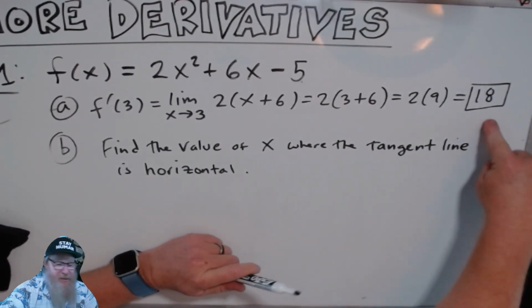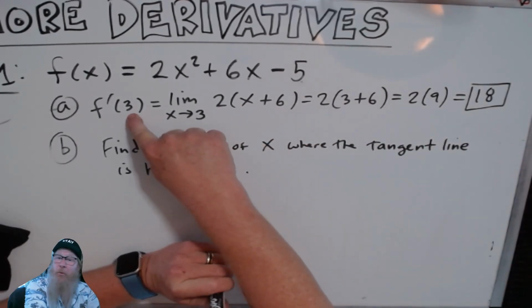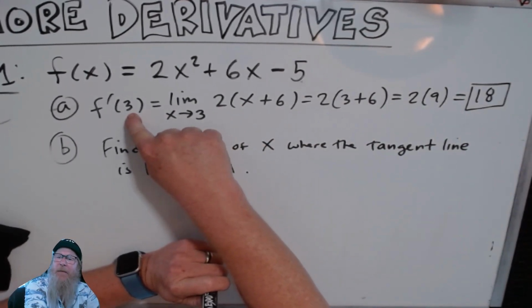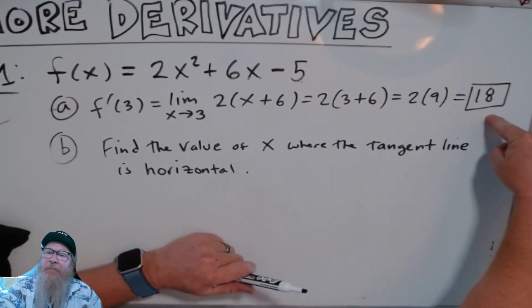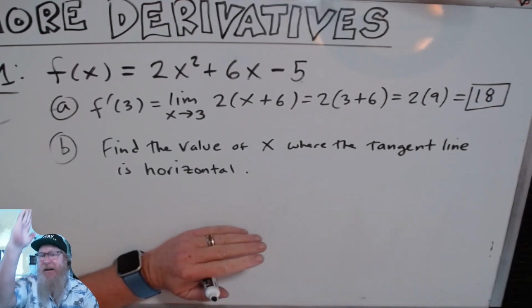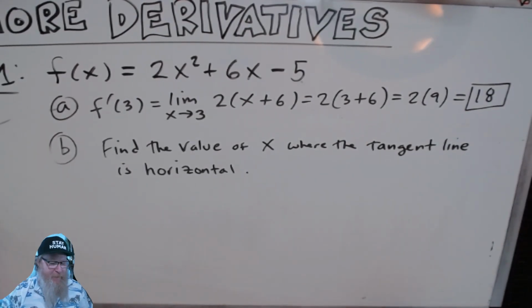Well, I know it's not here. I know this is not the answer. 3 is not the value of x that would make it horizontal. I already know that because this is definitely not horizontal. I just said it's 18. It's very, very steep, right? It's going up at a very rapid rate.